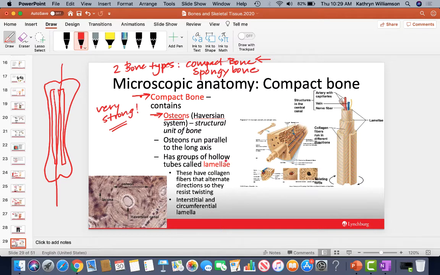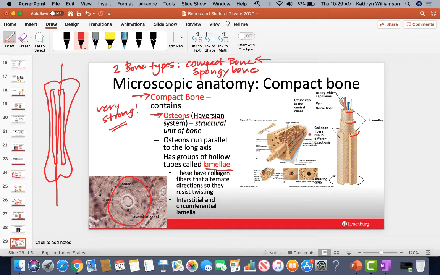So it's basically groups of hollow tubes called lamella. And if you look at them from the top, they're going to look like tree rings. If you've ever cut a tree down and seen the rings on the tree, that's what compact bone looks like. Each level is going to be a hollow tube. So this would be one lamella, this would be the next lamella, and this would be the next lamella. If you stack them all up and look at them from the top, they look like rings on a tree.